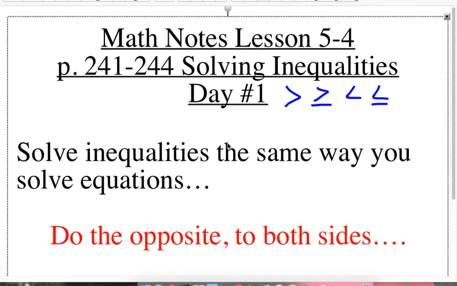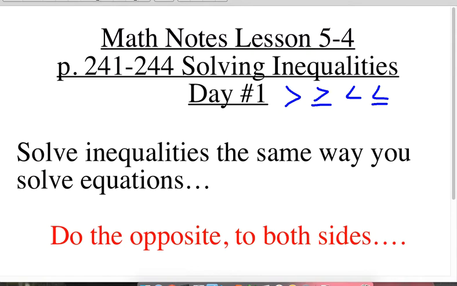This next math video lesson can be found in your textbook on page 241 if you're following along. It is lesson 5-4 and the title of the lesson is Solving Inequalities. So your learning target today is that you will learn how to solve inequalities, which is a lot like solving equations.